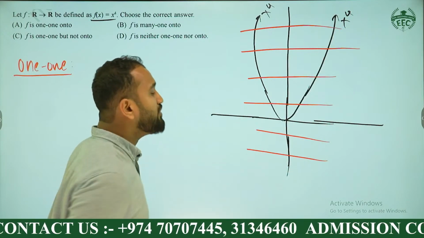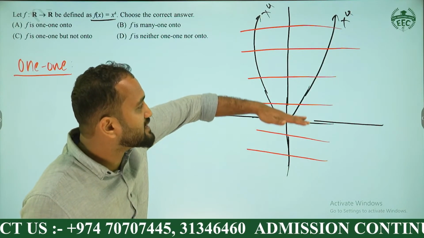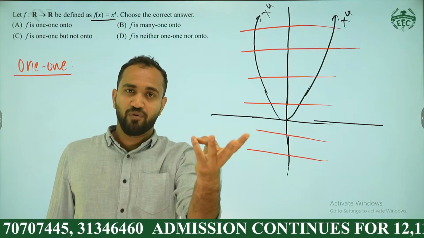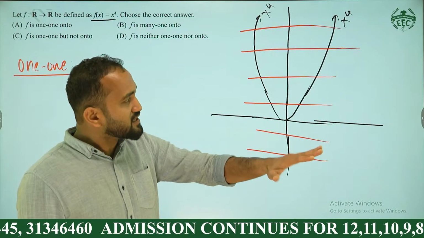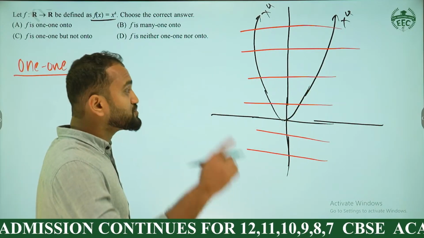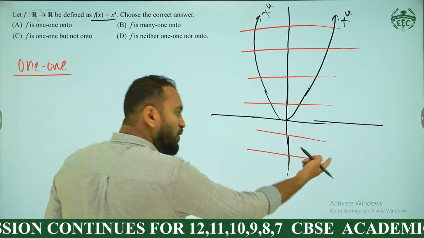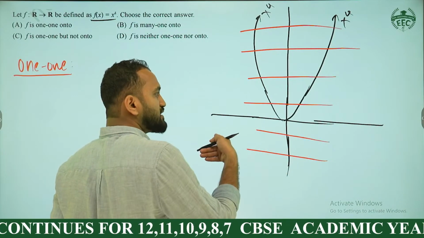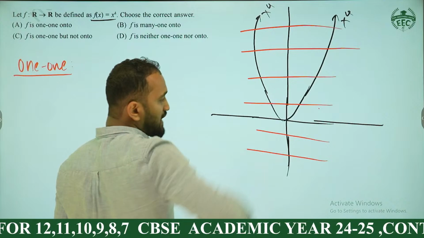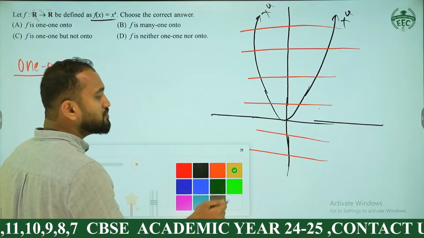anywhere. If any of these parallel lines intersect at more than one point, it can be 2 points, 3 points, 4 points, but if it intersects at more than one point, remember that the function is not 1, 1. See, at this point they are not all intersecting. But at this line, you can see that they are intersecting at more than one point.